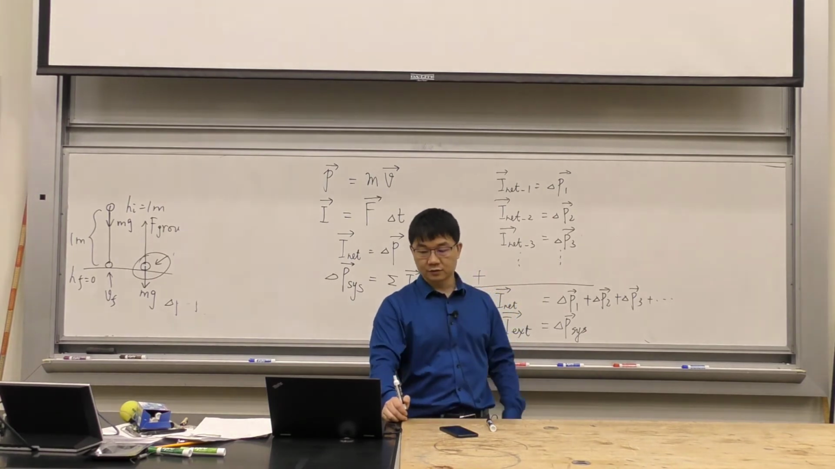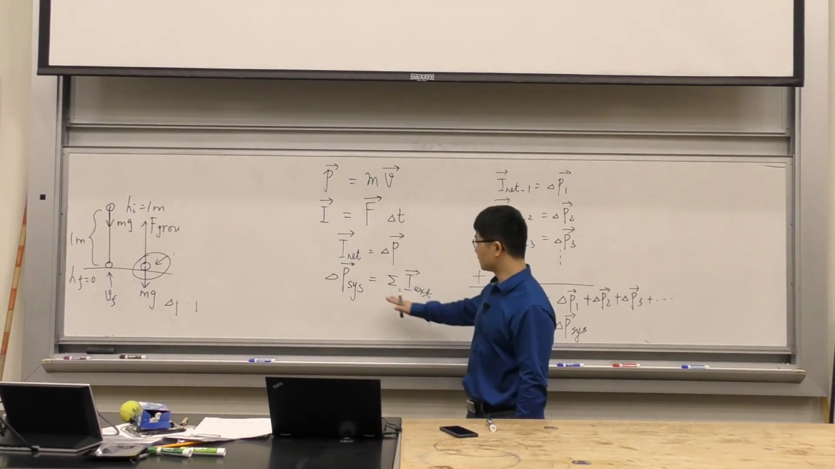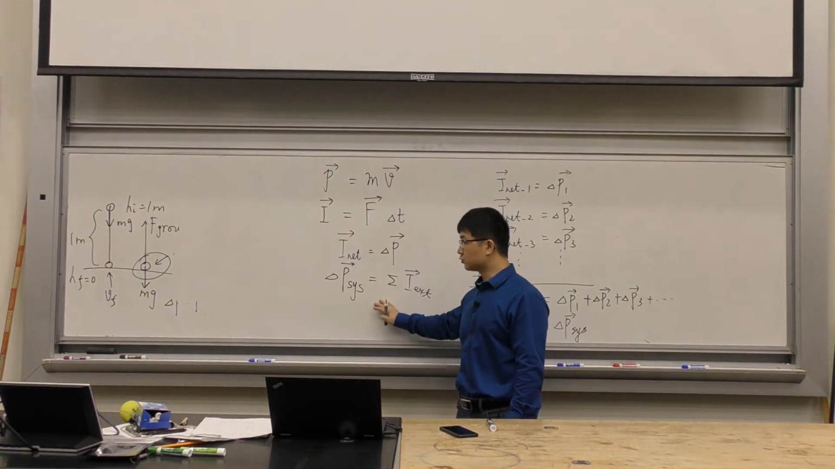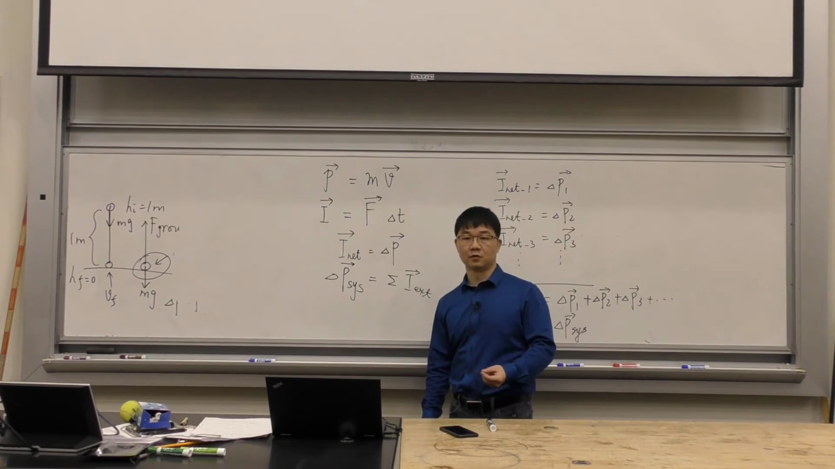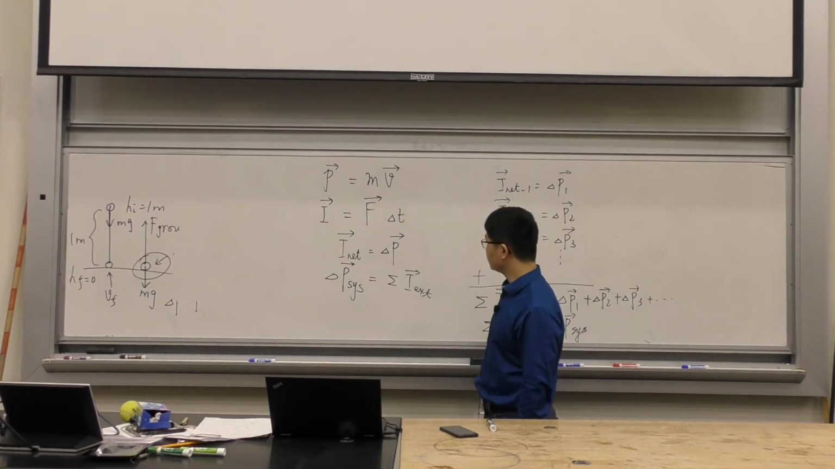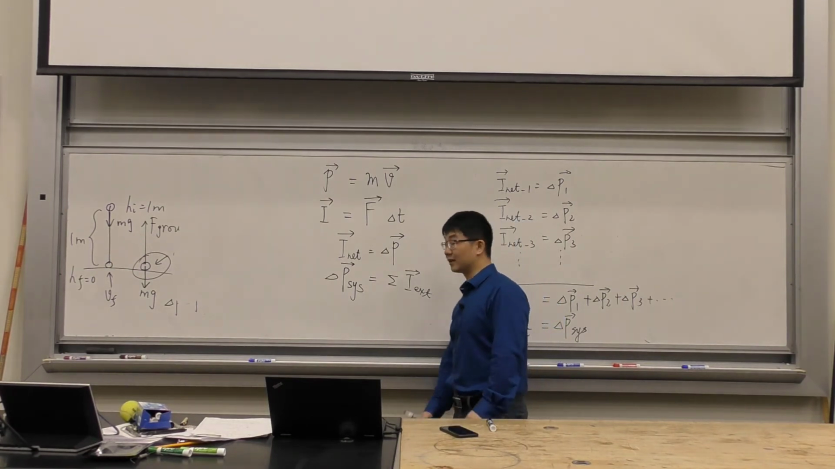Then how do we use this theory? We're going to see that this theory is much more useful than conservation of energy in a collision. Okay, we're going to see an example. How do I use this equation? How do I use this law in a real collision?